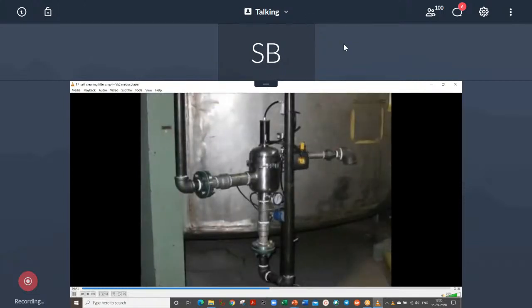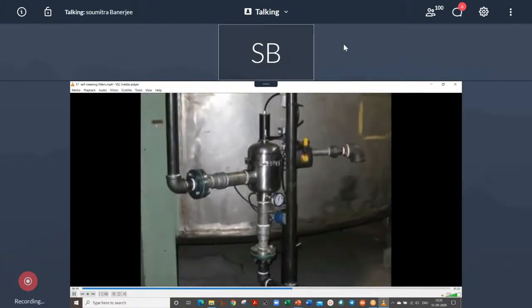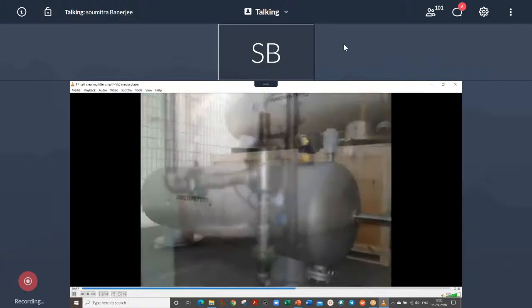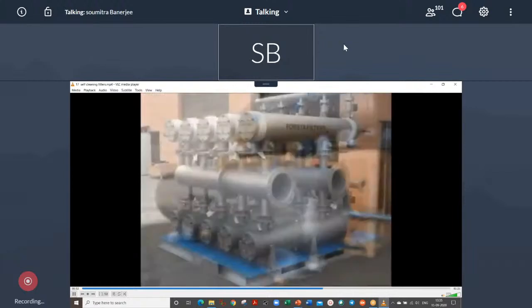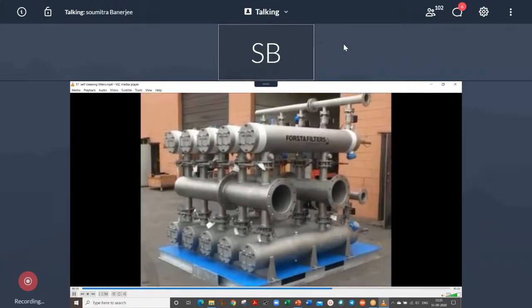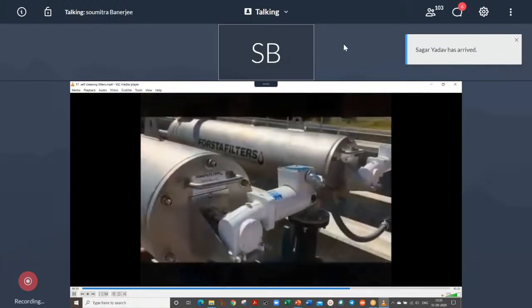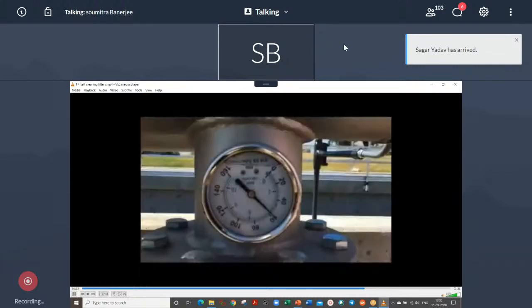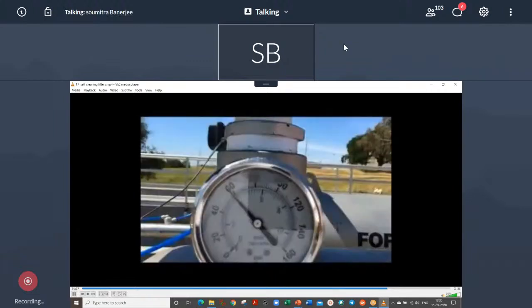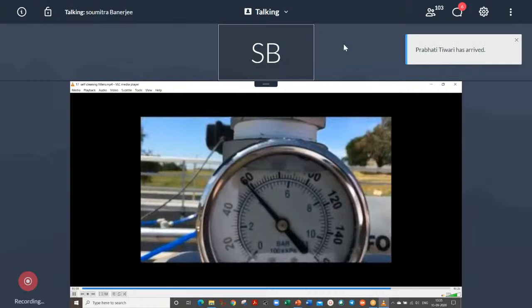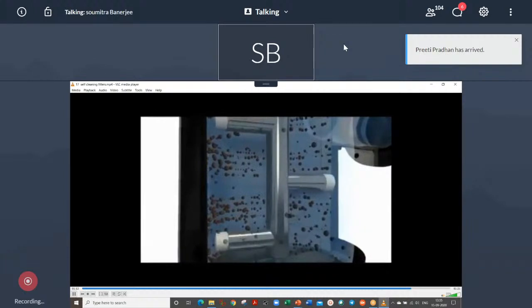Individual filter models are designed to handle flows from 10 GPM up to 7,000 GPM. In higher flow applications, filters may be used in parallel for limitless capacity. Forsta self-cleaning filters are suitable for systems with pressure ranging from 15 to 150 psi. Using system pressure, filters perform a fully automated cleaning cycle that does not cause interruption to main system flow.